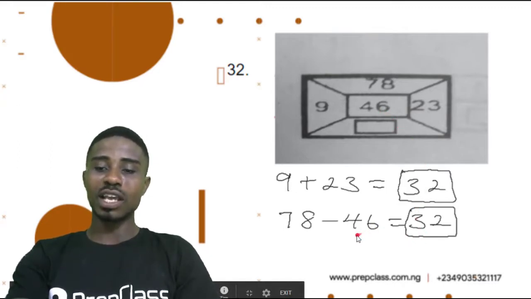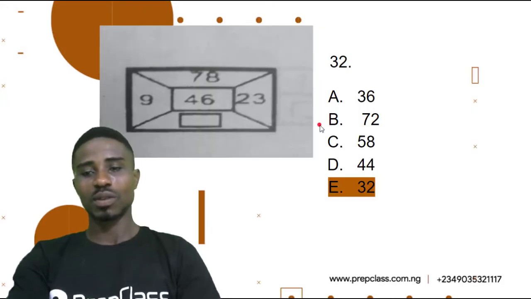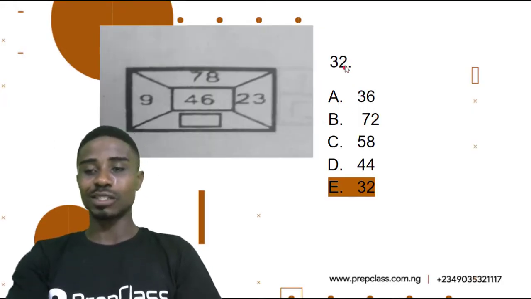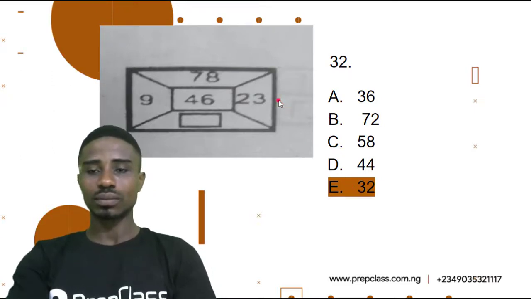So 8 minus 6 is 2, and 7 minus 4 is 3, 32. So our correct answer here would be 32. Let's check it out. Coincidentally, question 32, the correct answer is option E, 32. Let's look at the next question.